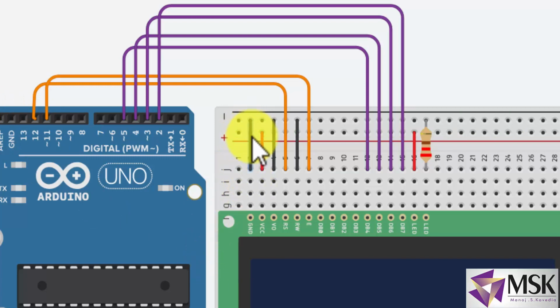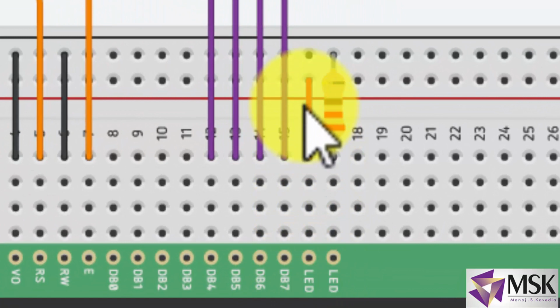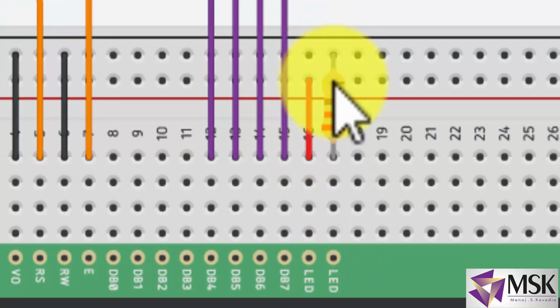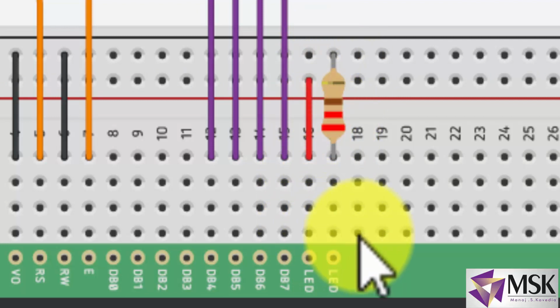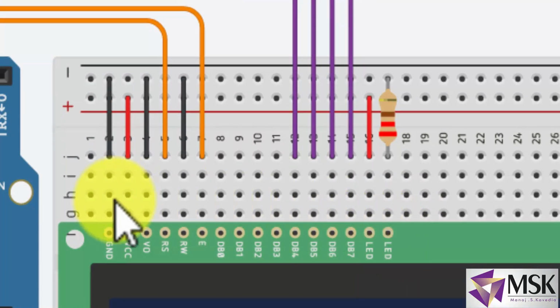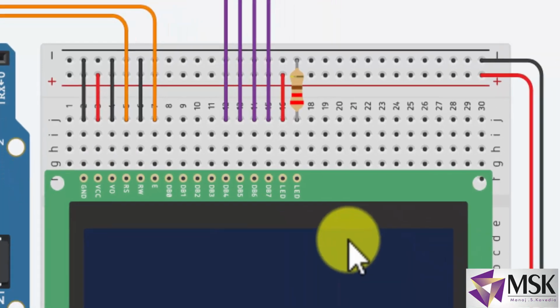This is the ground pin, VCC, and VE or VD is connected to ground. So ground and VDD both are grounded, and this is LED A, which is connected to positive, and LED K, that is the cathode, is grounded through a resistance. Now if I want to control the brightness, what I can do is, LED anode, LED cathode, and this VEE I can use for controlling the brightness or contrast. So I hope the interfacing is clear, and this is a 16 by 2 LCD.